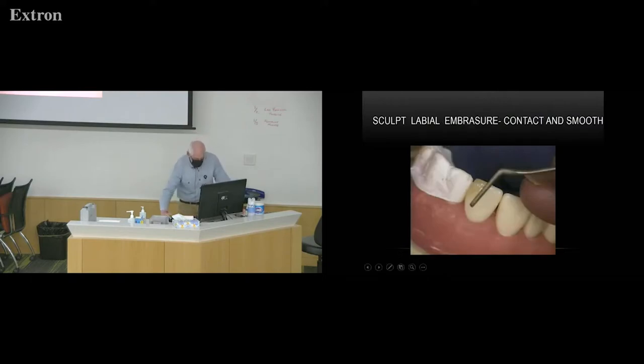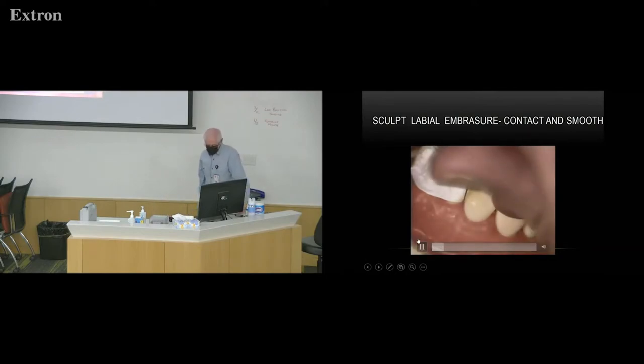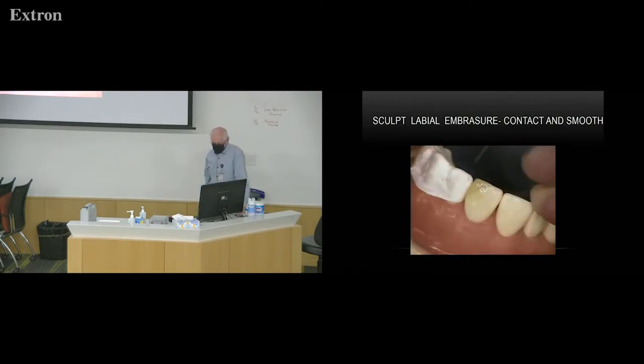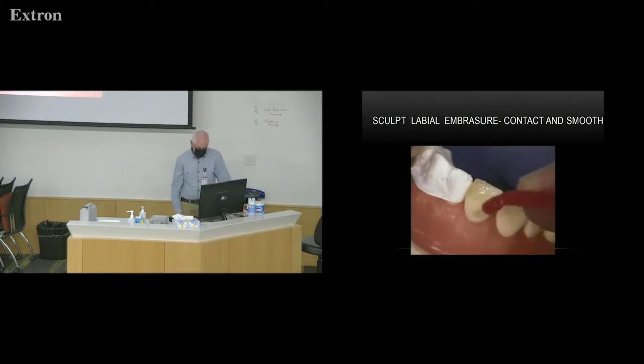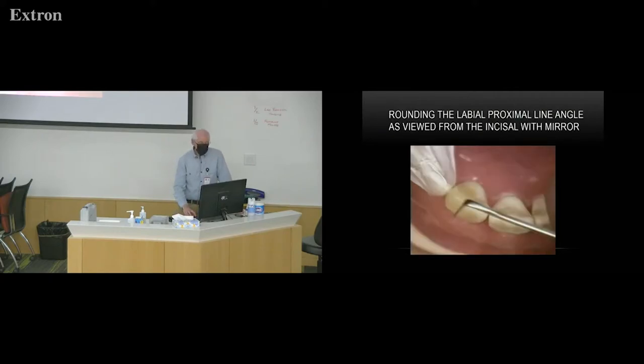So now we're kind of working it a little bit, forming some mamelons, and just be looking at the adjacent tooth and do the mirror image of it. And you can do quite a bit. This is just taking a bend a brush and smoothing it out. And you want to look at it from the incisal view to make sure you got the right labial embrasure, because that's going to make a big difference in the result.